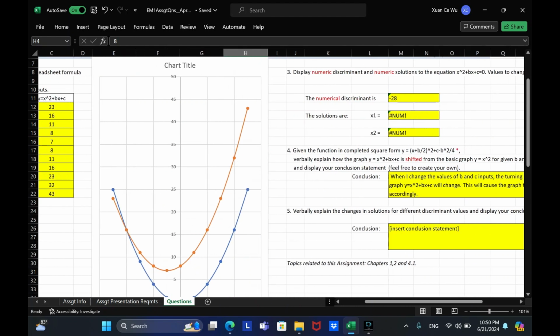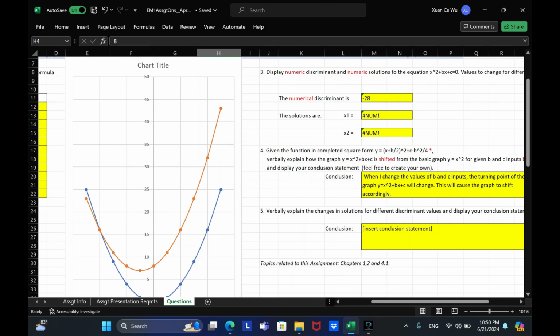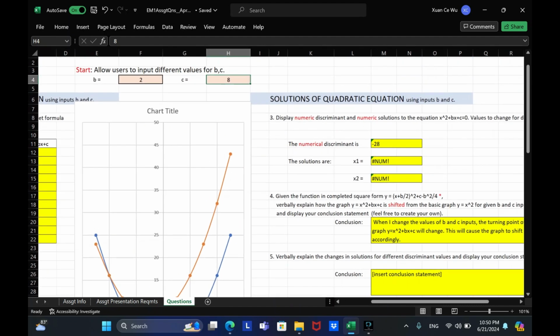Moving on, in question 3, we are asked to display the numeric discriminant and numeric solution to the equation x squared plus bx plus c equals 0. When you need to find the numerical discriminant, you need to use the formula b squared minus 4ac. Sub the values of b and c into the formula and you'll find the numerical discriminant. As for x1 and x2, you'll need to use the quadratic formula: negative b plus minus the square root of b squared minus 4ac, everything over 2a.